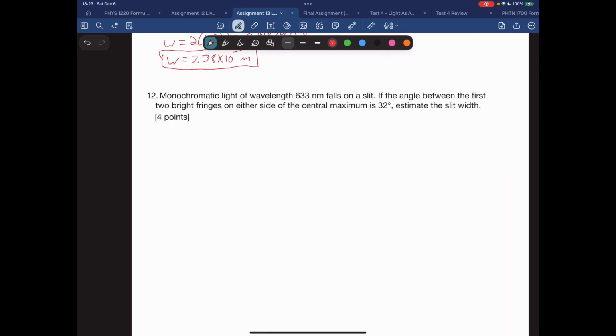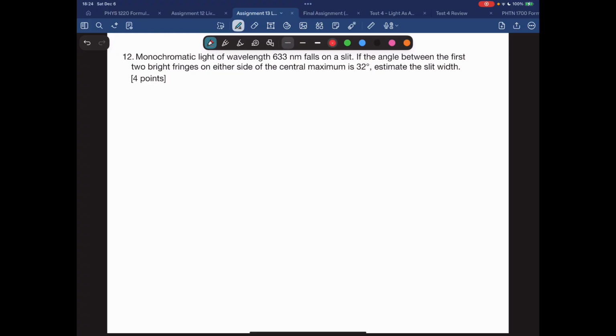Last one here, number 12. Monochromatic light of wavelength 633 nanometers falls on a slit. If the angle between the first 2 bright fringes on either side of the central maximum is 32 degrees, estimate the slit width. So we are looking for d here. And sine theta equals m lambda over d. Rearranging for d, that is m lambda over sine theta.